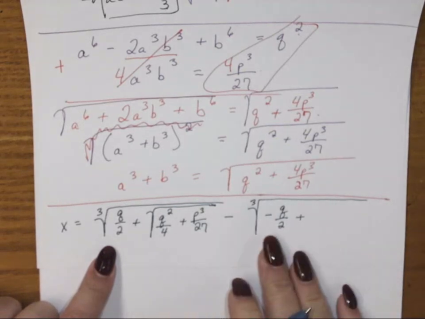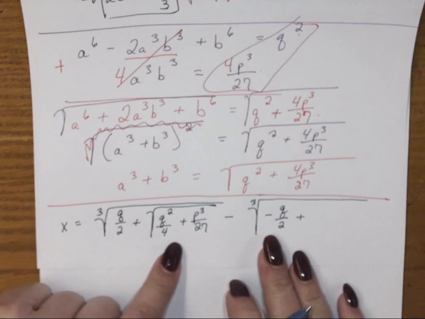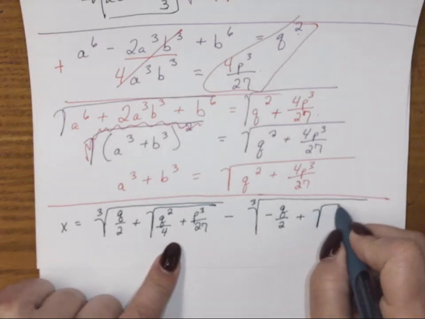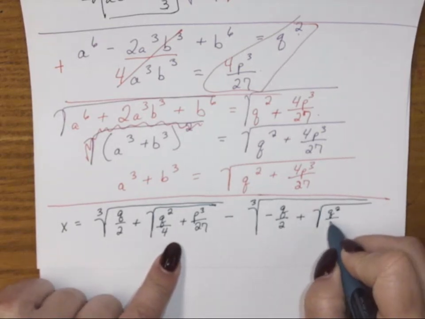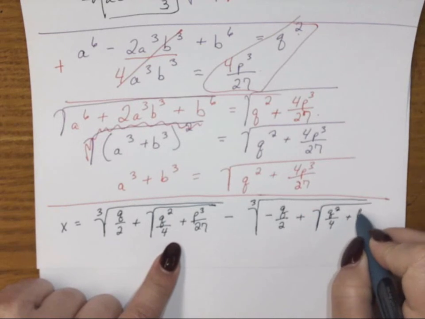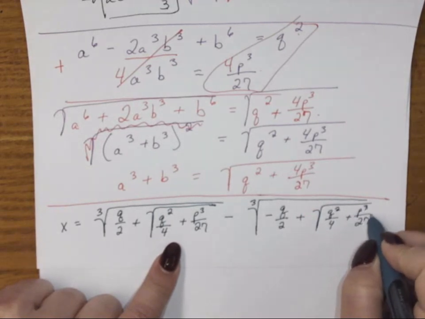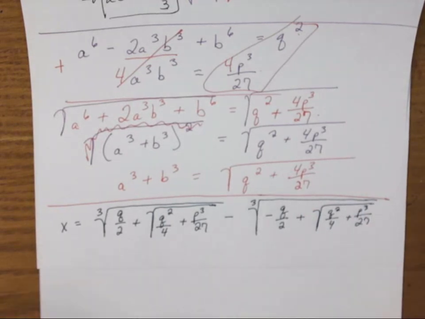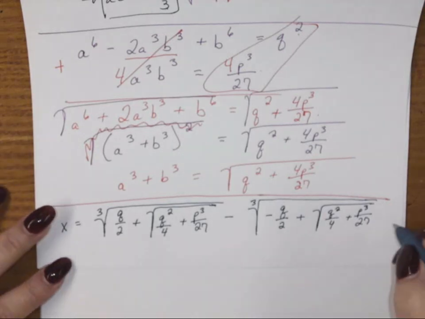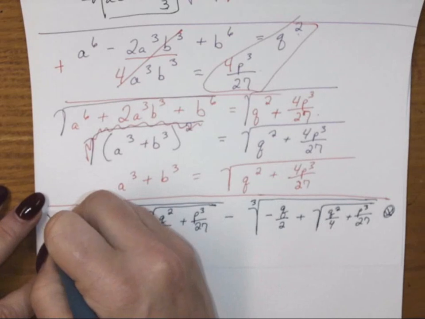Negative q over 2 plus, and then all the rest of that stuff is exactly the same. Q squared over 4 plus p cubed over 27. Okay, so this is his solution, and as you might imagine, this is the reason I didn't do this last week, because this is kind of messy and ugly.